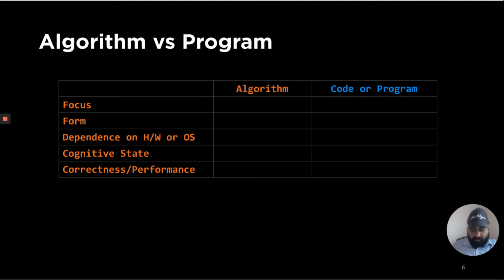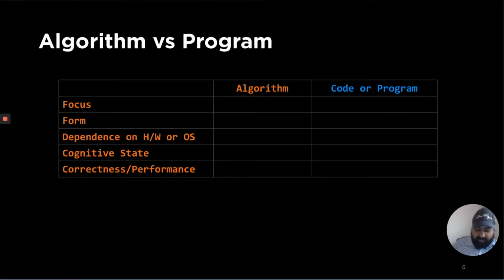The focus of algorithms is to design the solution to a particular problem, so we basically focus on designing. While the focus of code or a program is to actually implement a solution, or implement the design that we have created.